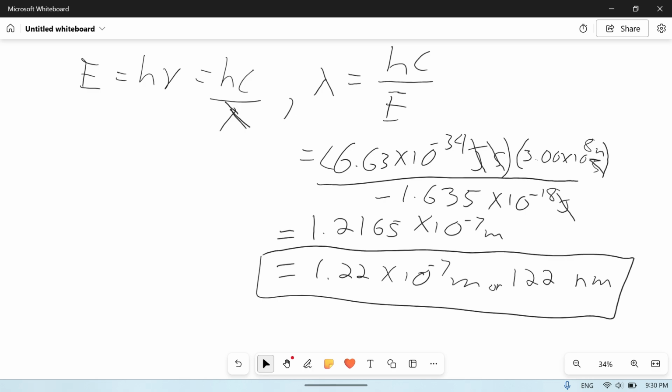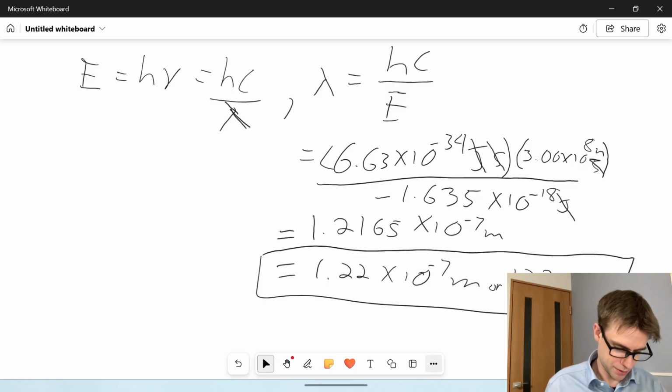So 122 nanometers is actually beyond what the human eye can see. It's too short a wavelength. It's in the ultraviolet range, so that's an important point as well. In the slide that I showed you of all the different colors, none of those went below 350 nanometers, right? So that's the range that we can see, but this one is too short. Okay, let's go back to slides.